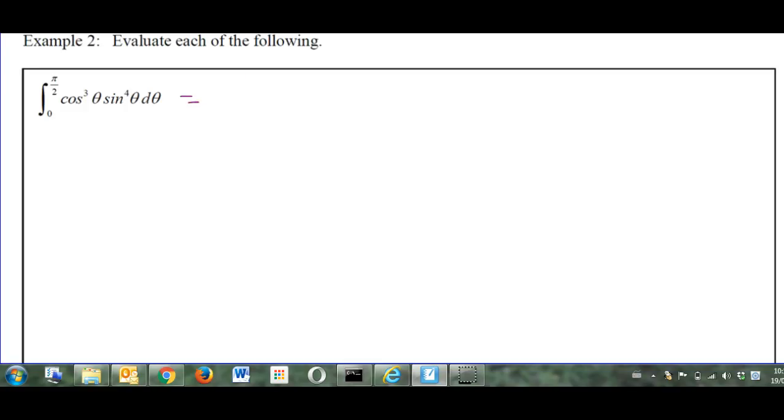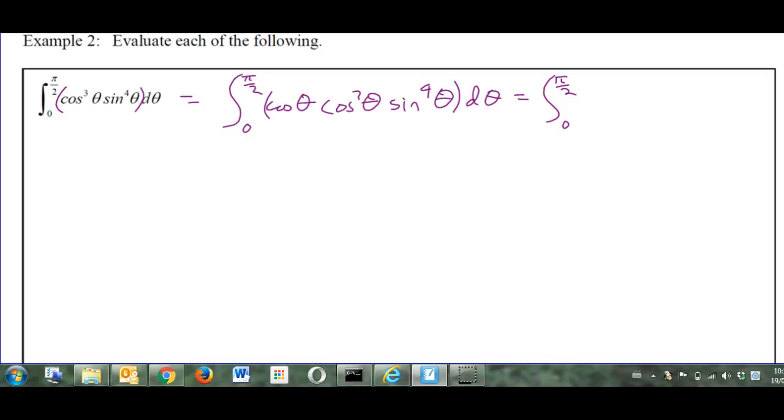I write this as the integral from 0 to pi over 2 of cos theta times cos squared theta times sine to the 4th theta d theta. I'm probably happier if I see brackets around the whole thing, but whatever. Which is equal to the integral from 0 to pi over 2 of, I'm going to write cos squared as 1 minus sine squared theta, times sine to the 4th theta times cos theta d theta. Now I'm moving that down there because we know we're going to let u equal sine.